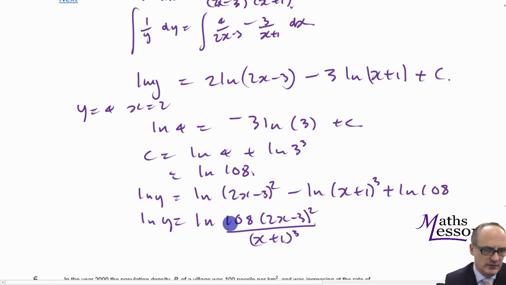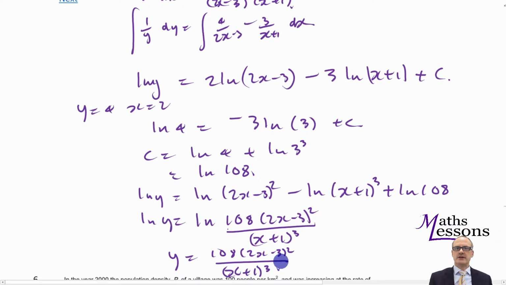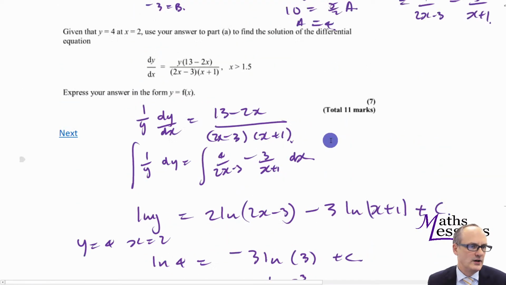Now I can just remove the logs. Effectively, I'm doing e to all of that, and e to all of that removes the logs. If you want to know the inverse function that does that, so get all that squared over all that cubed. And there we go, our y in terms of x. I think, yes, let's give you the answer in the form y equals f of x.